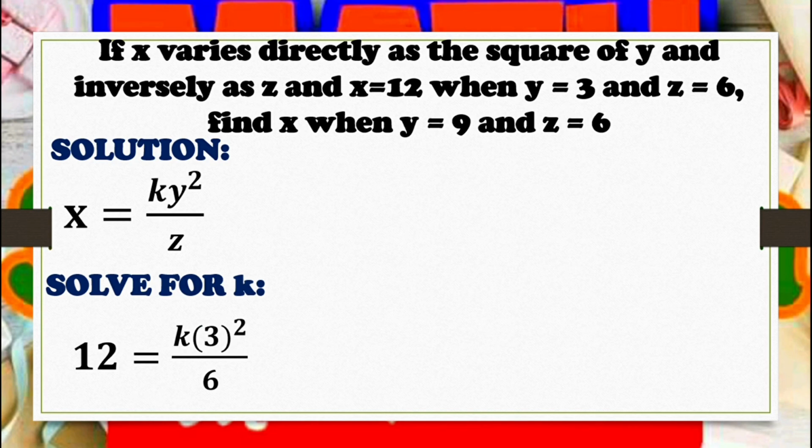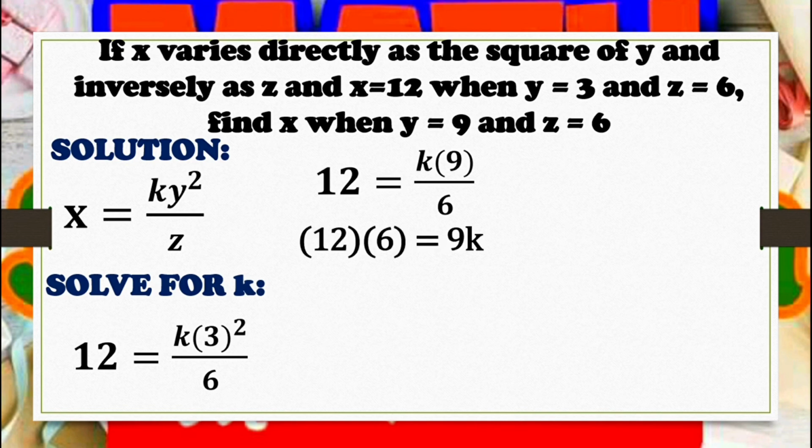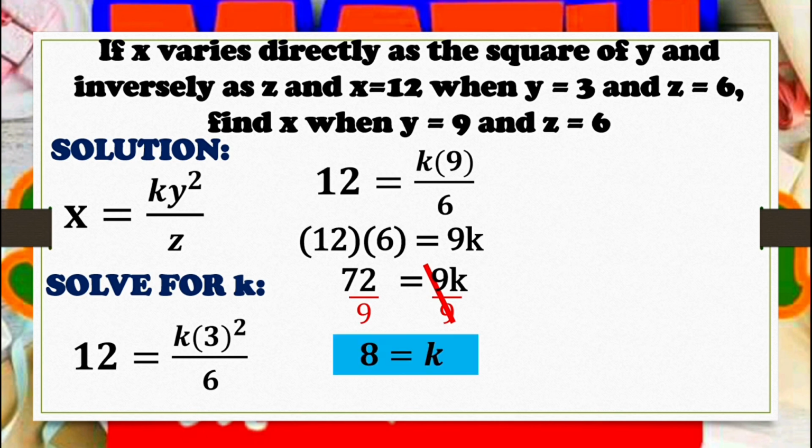Then, let's simplify. So we will have 12 is equal to k times 9 all over 6. 9 is a result when we square 3. Then, apply cross multiplication between 12 and 6. So we will have 12 times 6 is equal to 9k. Then, let's simplify. 12 times 6, the product is 72, equals 9k. Since we are solving for the constant of variation, we will divide both sides of the equation by 9, which leads us to the value of our k equals 8. So, the constant of variation is equal to 8.